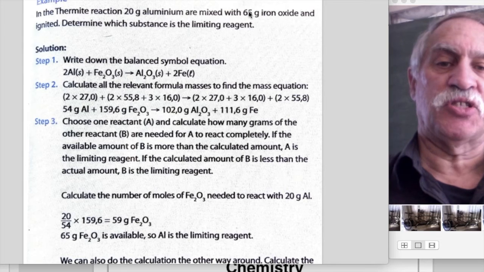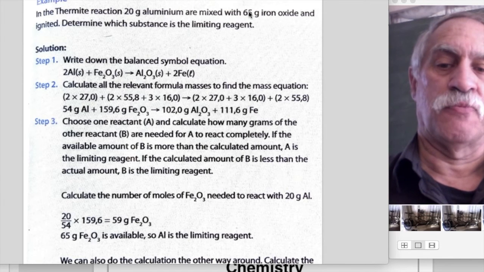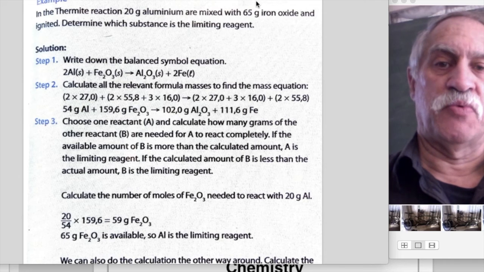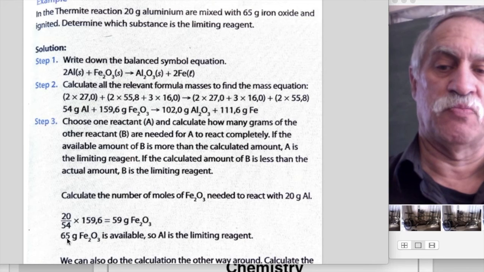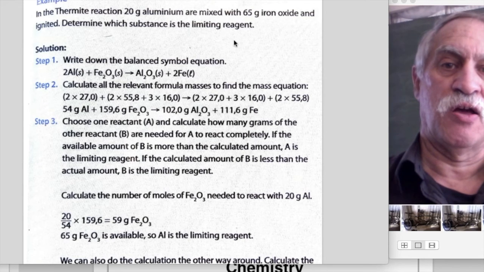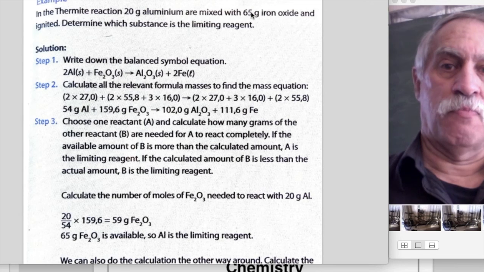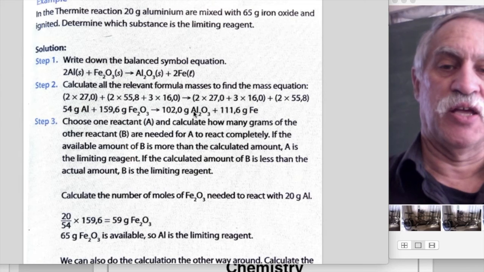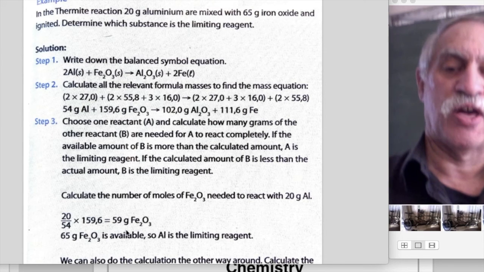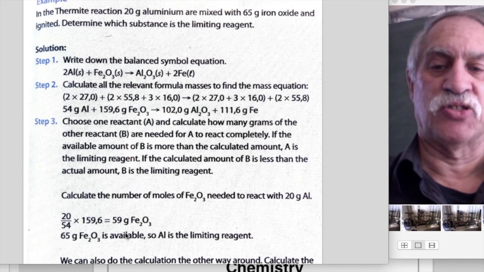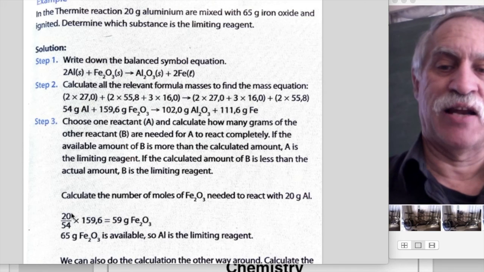But we were given 65 grams of iron oxide. So that means there's going to be excess iron oxide left over. So it's our aluminium that is going to be used up before the iron oxide. Therefore we use up all 20 grams, but we're left with 59 from 65, and that is going to be 6 grams of iron oxide left over. And so that tells us that it is the aluminium that is going to be used up, and therefore that is our limiting reagent.